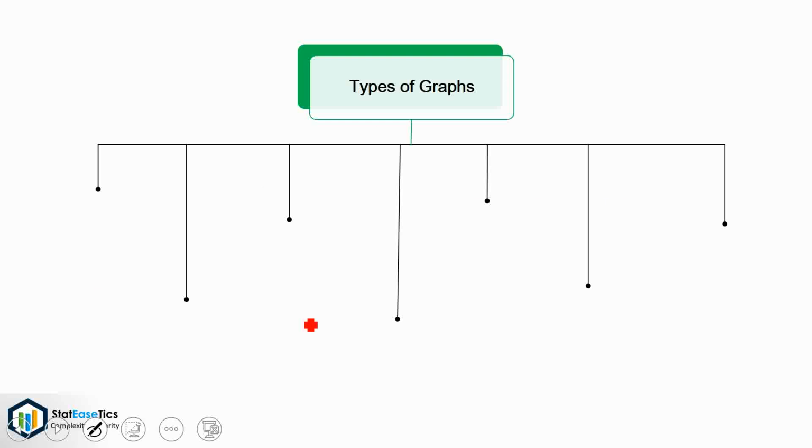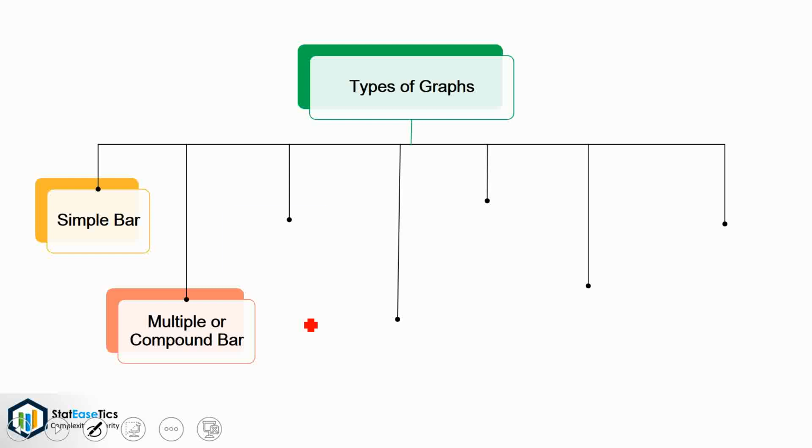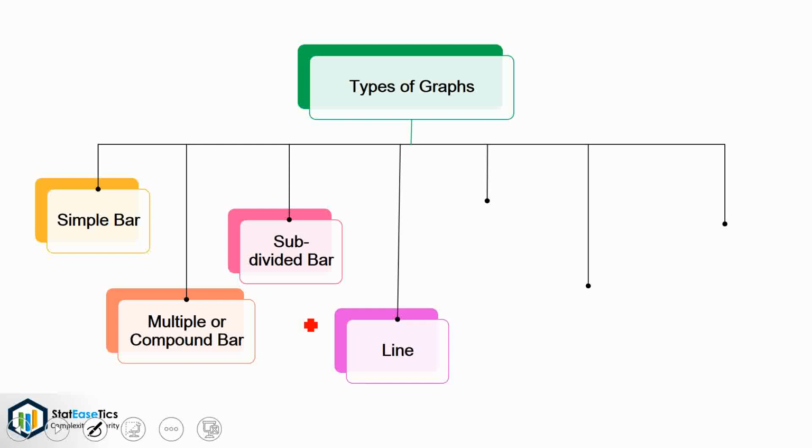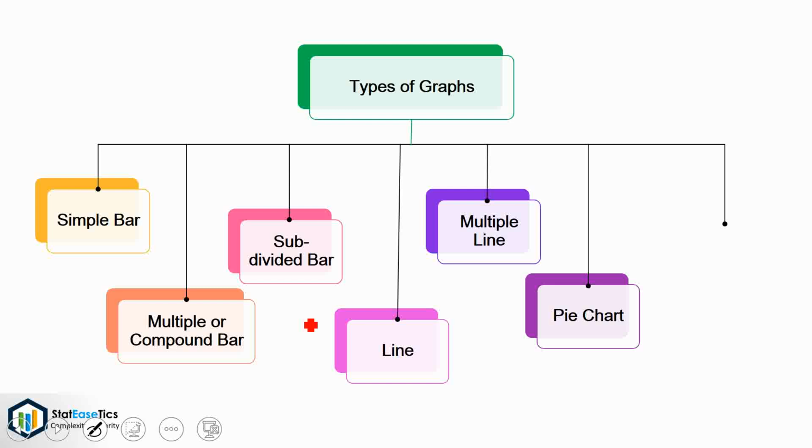Now let's see different types of graphs. Simple bar, multiple or compound bar, subdivided bar, line, multiple line, pie chart, and pictogram. These are a few basic means for visualization.